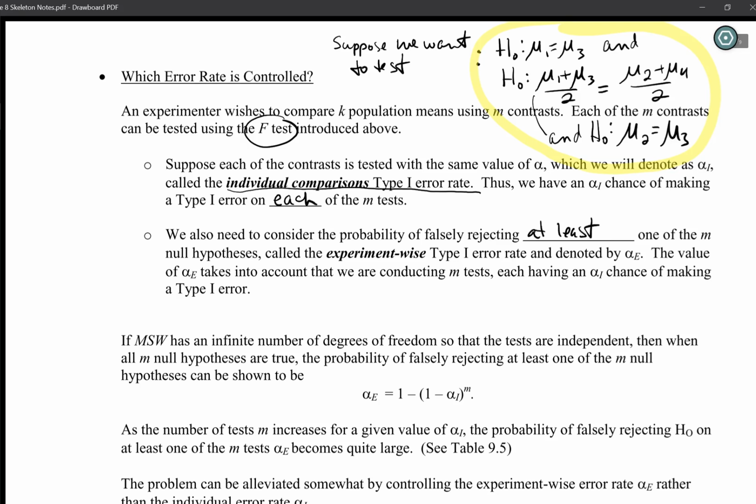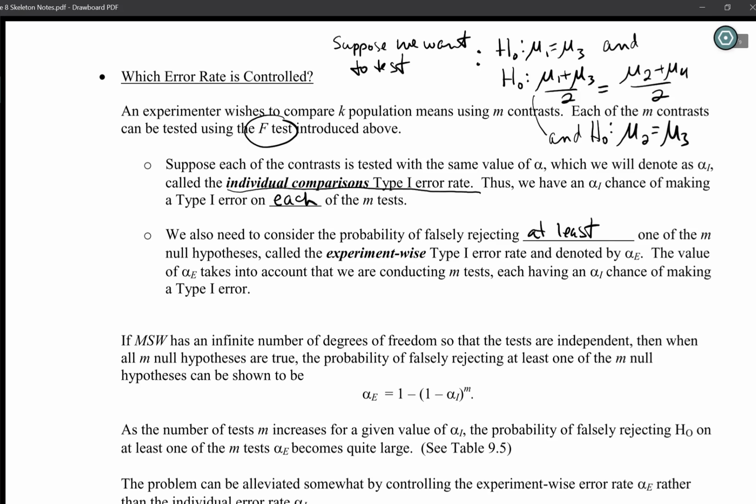Now that's different than looking at a per test basis. This type 1 error rate is called the experiment-wise error rate. Okay, and we're going to call this alpha with a subscript E. The value of alpha E takes into account that we're looking at several tests, each having an alpha I chance of making a type 1 error.